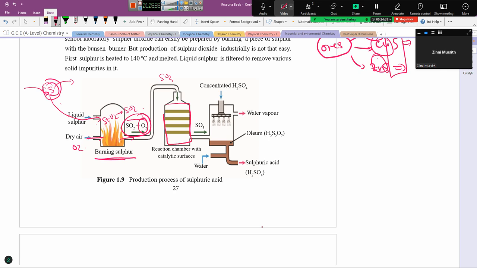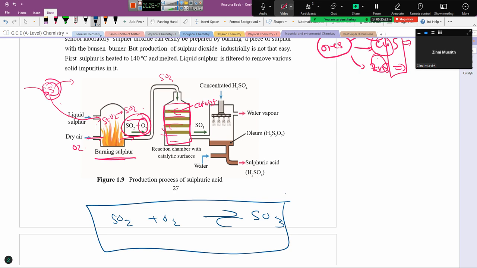This reaction is happening here, and you can see this is the catalyst. So what is the catalyst? V2O5. This layer is made up of V2O5, and the equilibrium reaction of SO2 plus O2 gives SO3, which happens in this chamber, right? Now SO3 comes here.